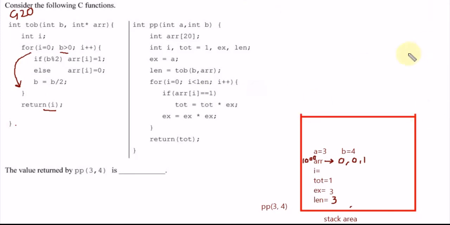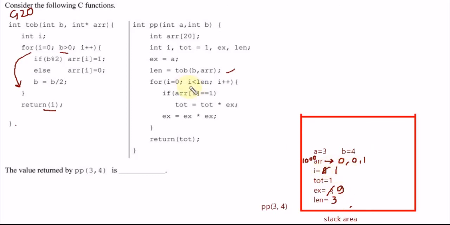Now we came back to our original pp function. We have executed this line, and now we are going to execute our for loop. So i is initialized with 0. This condition is true because i is less than length, that is 3. Now we check if array[0] is 1, which is wrong, so that is not executed, and we change the value of ex. We multiply ex into ex, that will be 9. Then we increase the value of i.